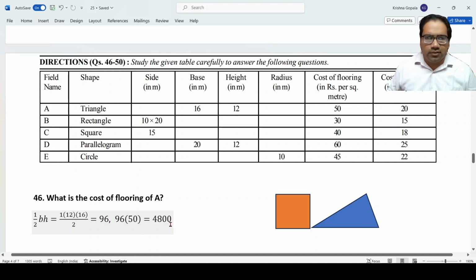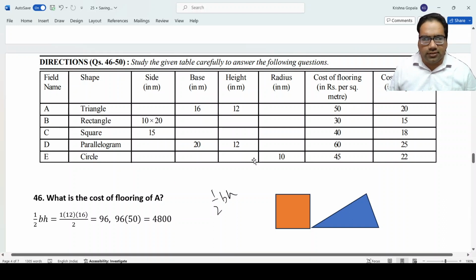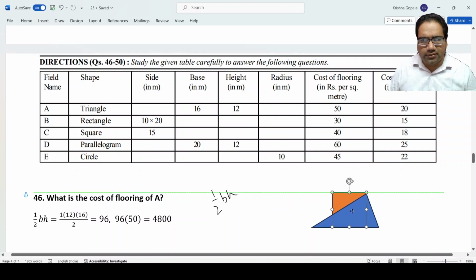Now, a triangle's area is half of base into height. How did we get this? How do we derive this? Let's say there is some triangle like this. Okay. Now this triangle, this is the entire base, right? This is the entire base. And then what can happen? A triangle can be fit with two rectangles like this.